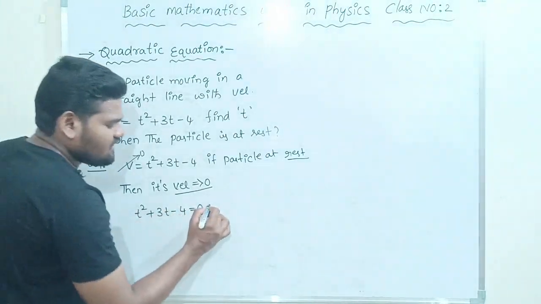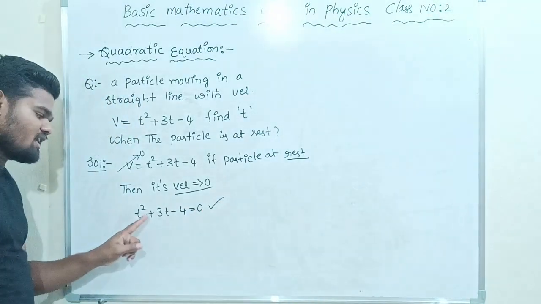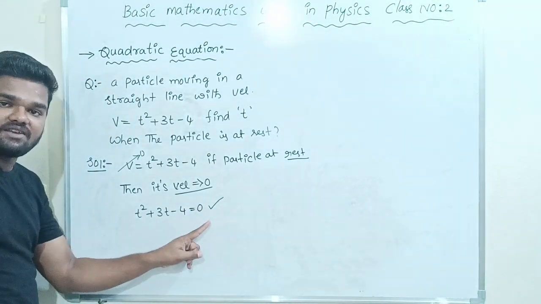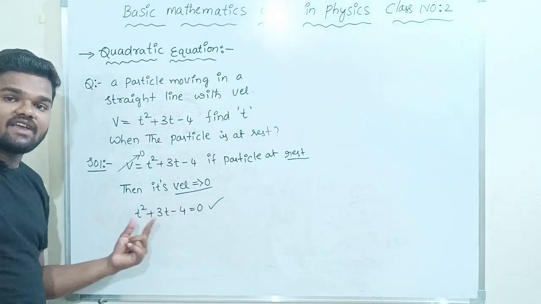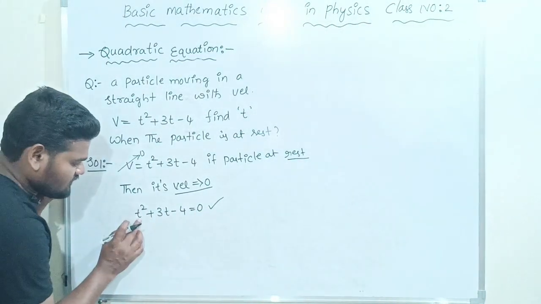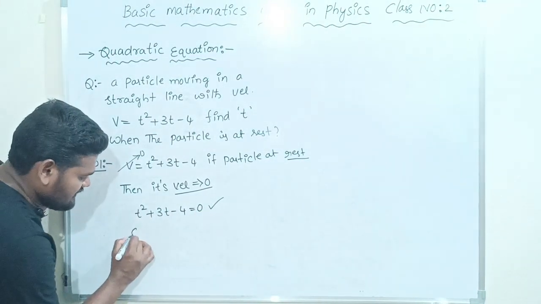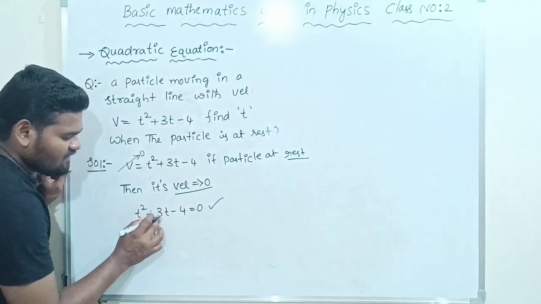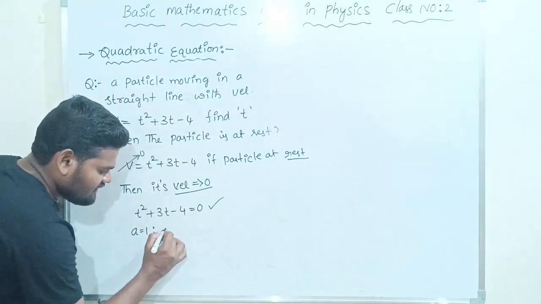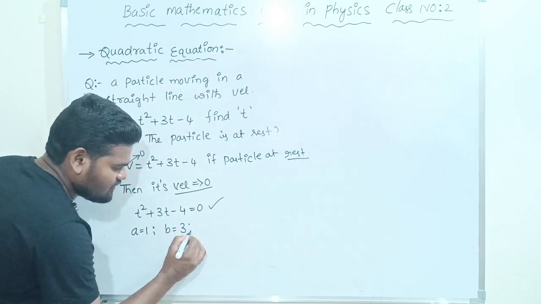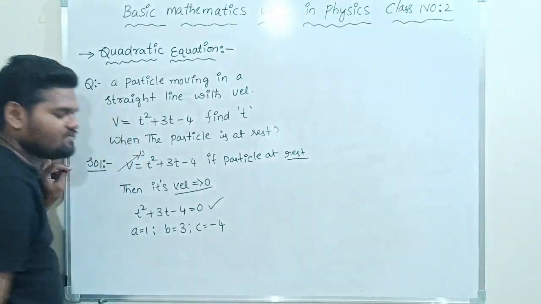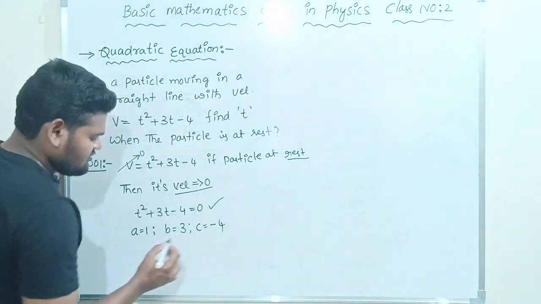Now it is in the form of a quadratic equation, ax square plus bx plus c is equal to 0, but in the place of x we have t. So what is the multiplier of t square? a is equal to 1. What is the multiplier of t? b is equal to 3. In the place of c we have minus 4. So now we find the roots.